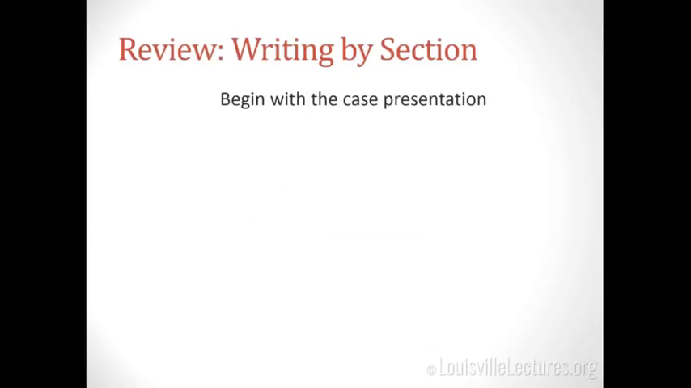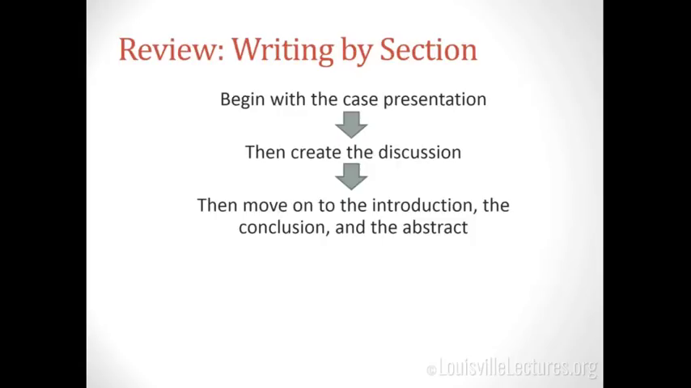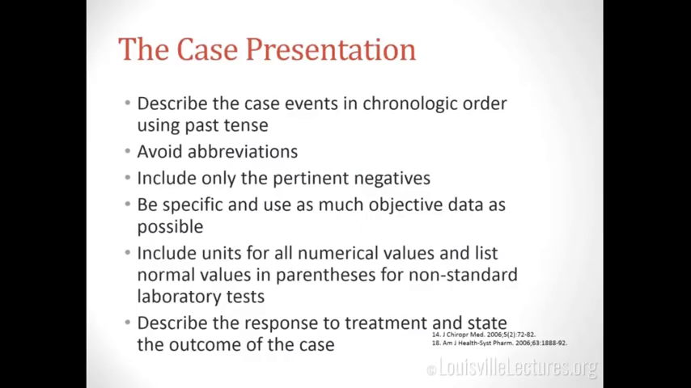So if you're going to write by section, first of all, you begin with a case presentation, then create the discussion, then talk about the introduction, the conclusion, and the abstract, and then give them a title and work on your references. In the case presentation, you want to describe it in chronological order, so how they came in. Avoid abbreviation, so we abbreviate a lot, like OSH here means outside hospital. That is not a real thing out in the publication world.